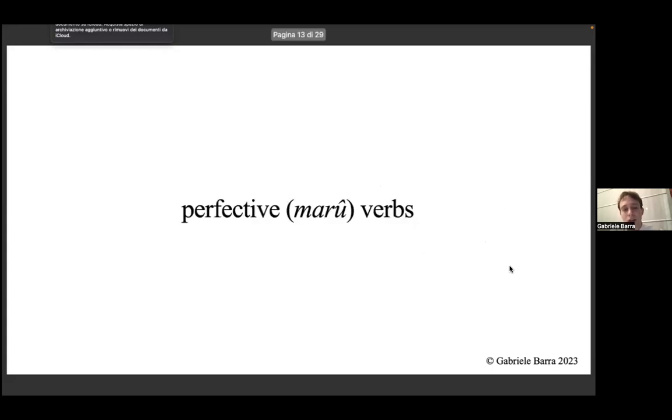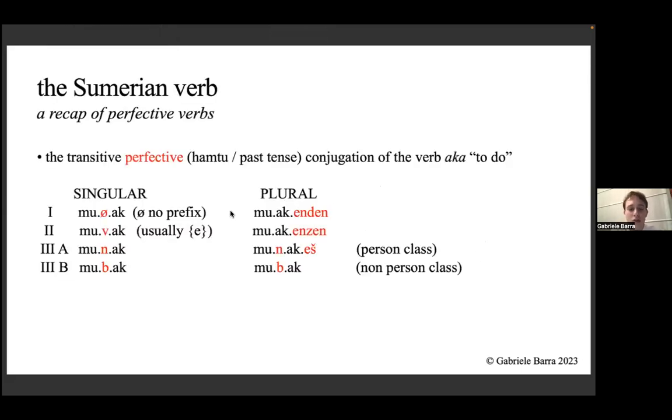Good. So now we're going to talk about verbs. I think I have included, yes. So this is what we did last time. So I wanted to go through this again. So this would be the perfective or hamtive, the past tense, the action that is done, the completed action in the past, which has its own conjugation. By the way, the verb ak can be spelled both aka and ak. That's why it appears two ways, but I will get rid of the last aka because it's confusing.